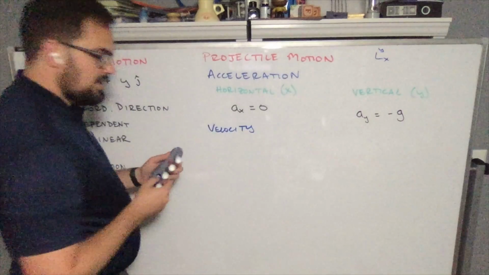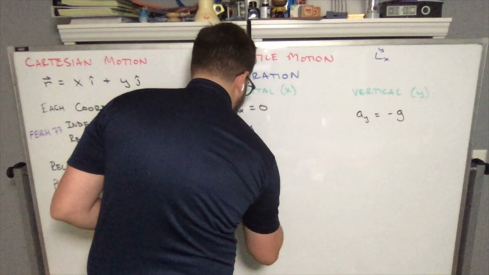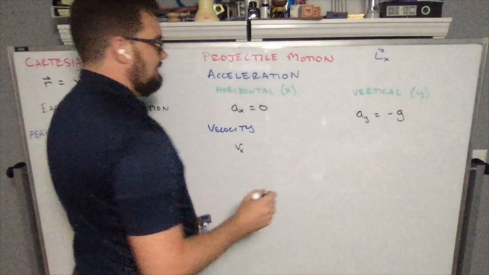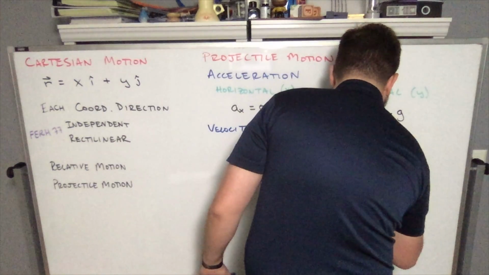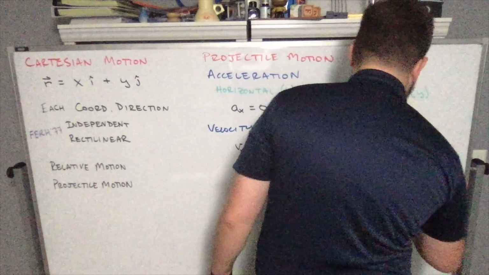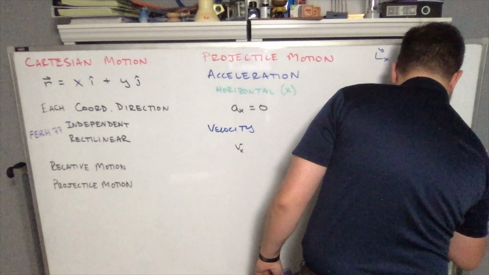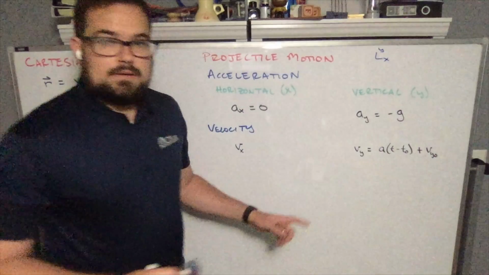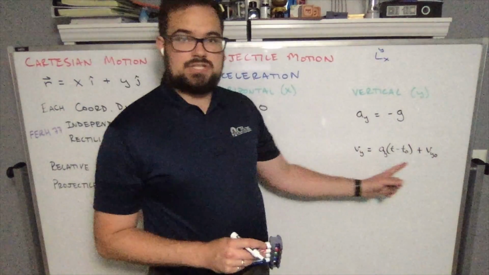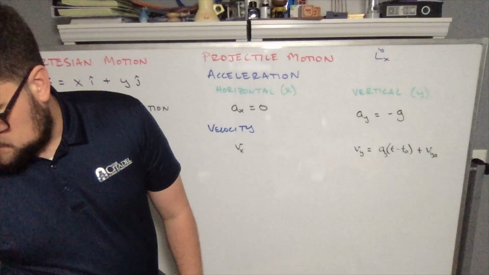So in the horizontal direction, our initial velocity in the x direction isn't going to change. It's going to be constant, right? So it's just going to be a constant. But in the vertical direction, our Vy as a function of time is going to be equal to this equation here, where we'd have Ay (t minus t naught), so the change in time, plus the initial y velocity component. Now, that all looks fine and dandy.